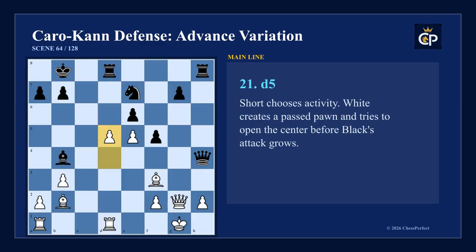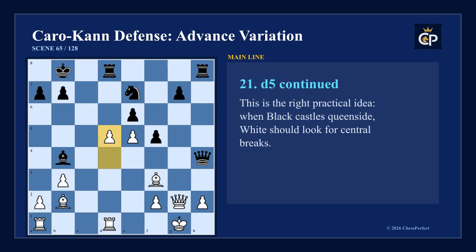d5. Short chooses activity. White creates a passed pawn and tries to open the center before Black's attack grows. This is the right practical idea. When Black castles queenside, White should look for central breaks.